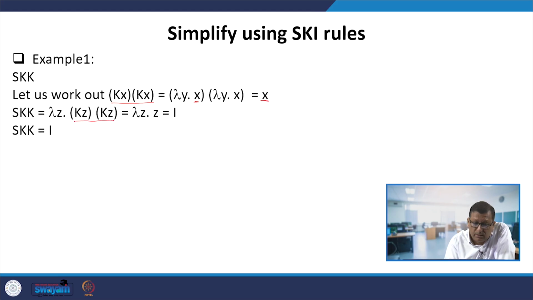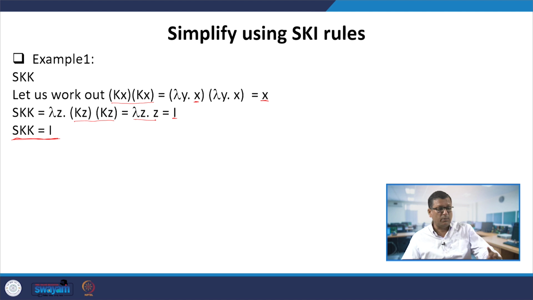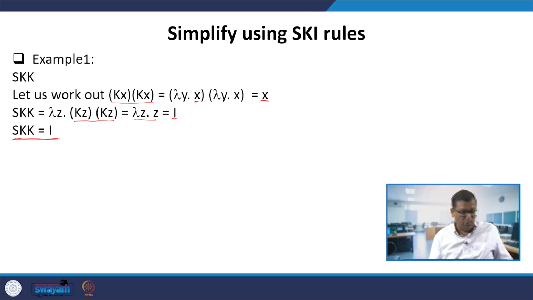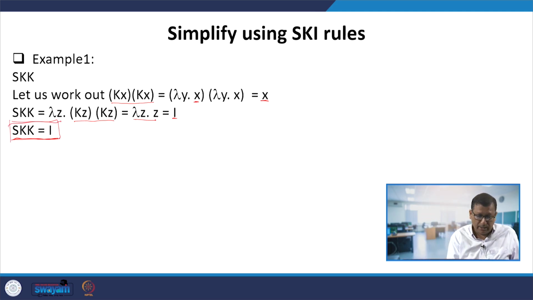So, replace it with z. Now, lambda z dot z is the identity function. So, S K K is then equivalent to the identity function. So, this is one equivalence. We have obtained one rule of algebra: S K K is I for SKI simplification. This is one rule we have obtained. Like that we can obtain many such rules.